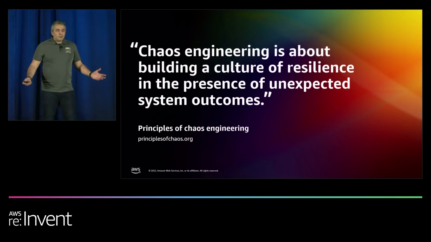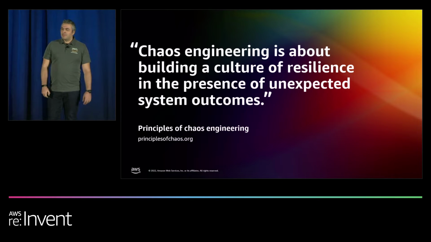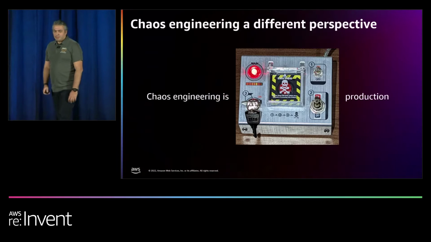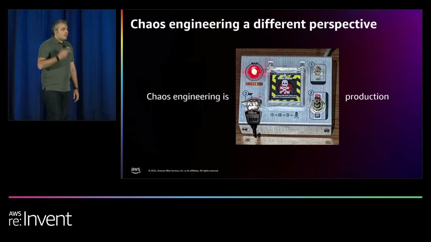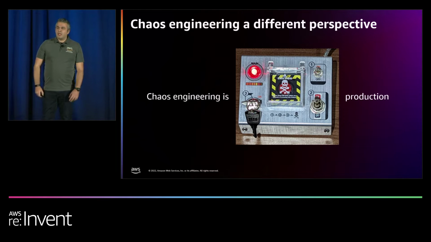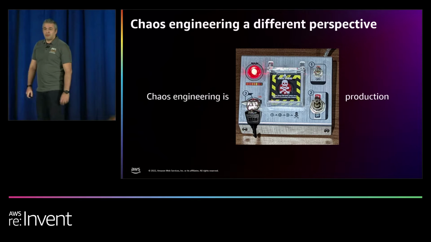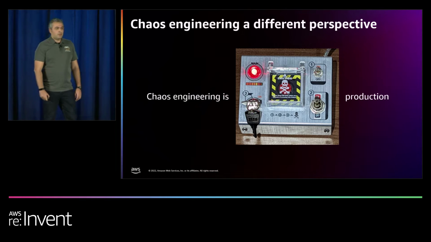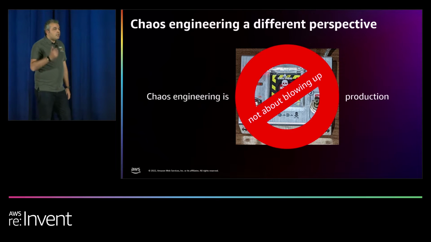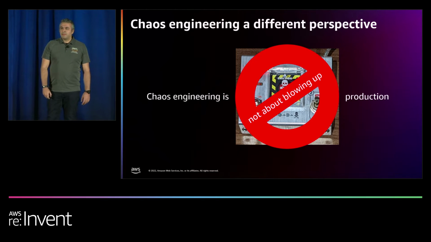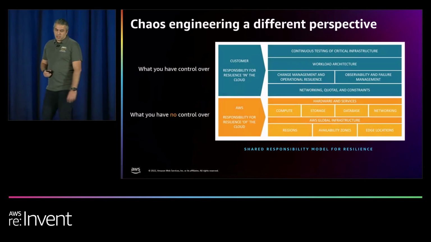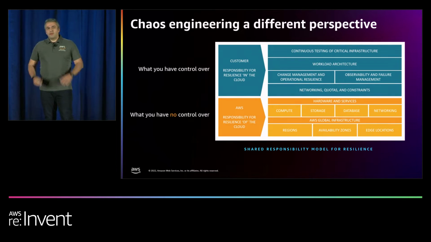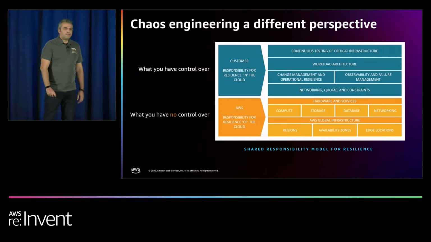And yet, in many ways, it's not how we see chaos engineering. There is still a perception that chaos engineering is that thing which blows up production, or where we randomly just shut down things within an environment. And that is exactly not what chaos engineering is about. When we're thinking about chaos engineering, we should look at it from a much different perspective.